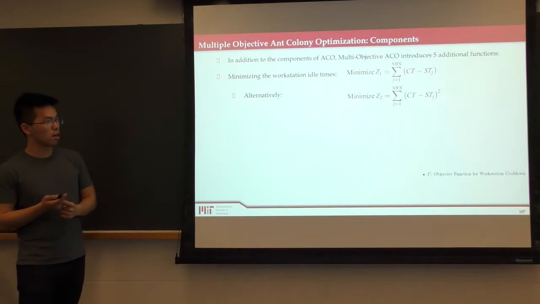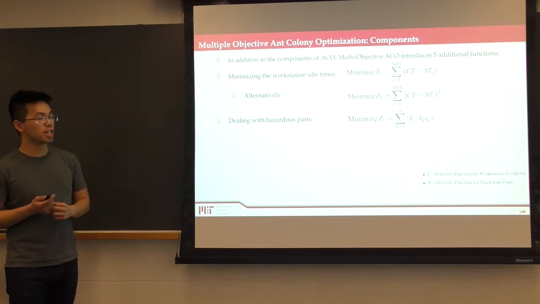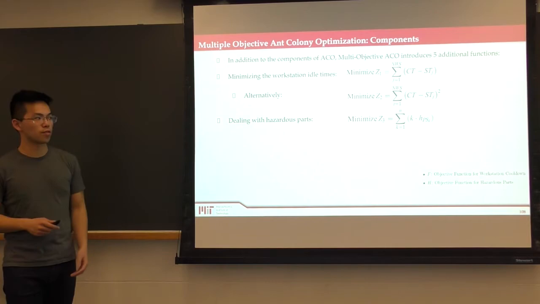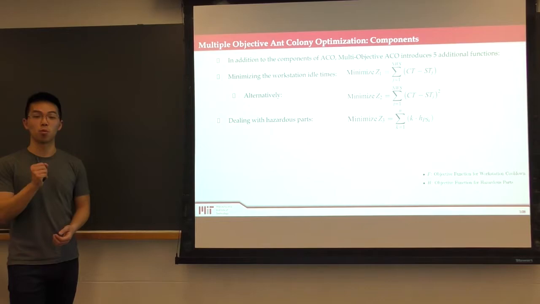The third one would be something to deal with hazardous parts, where each hazardous part is given a certain hazardous part value. And depending on when it's removed in the part sequence, there's a certain K value assigned to it. So if it's a hazardous part and it's removed as the first part in the part sequence, then its K value would be 1. And from that, you can kind of seek to minimize that value.